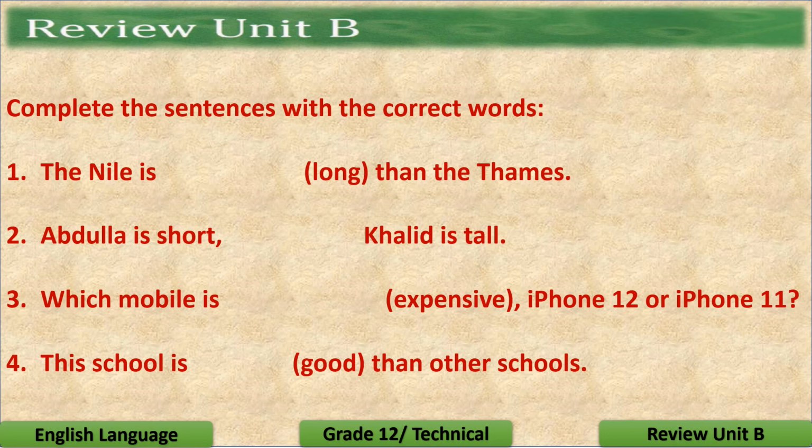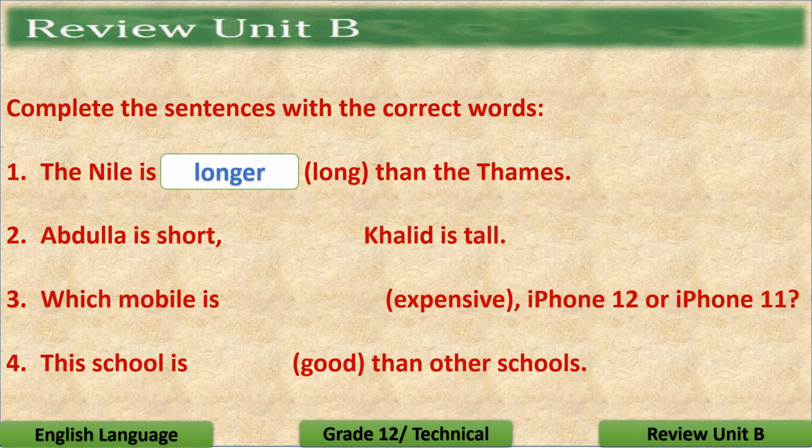Our last exercise in our lesson for today is to complete the sentences with the correct word between brackets. In sentence number 1, we have the word long. So think of the best answer that makes the sentence correct. Let's check your answer. The Nile is longer than the Thames. Very good. In sentence number 2, Abdullah is short, Khalid is tall.